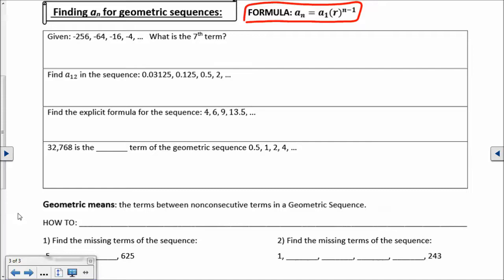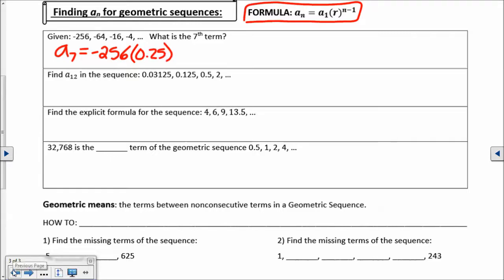So in this first question, we're trying to find a sub what? 7, because it says 7th term. So I'm going out 7 spots in the sequence to find a sub n. What's a sub 1? Negative 256. What's r? What am I multiplying by? We have to divide backwards: take two consecutive numbers and divide backwards. Negative 4 divided by negative 16 is 0.25. That's my ratio, my common ratio.